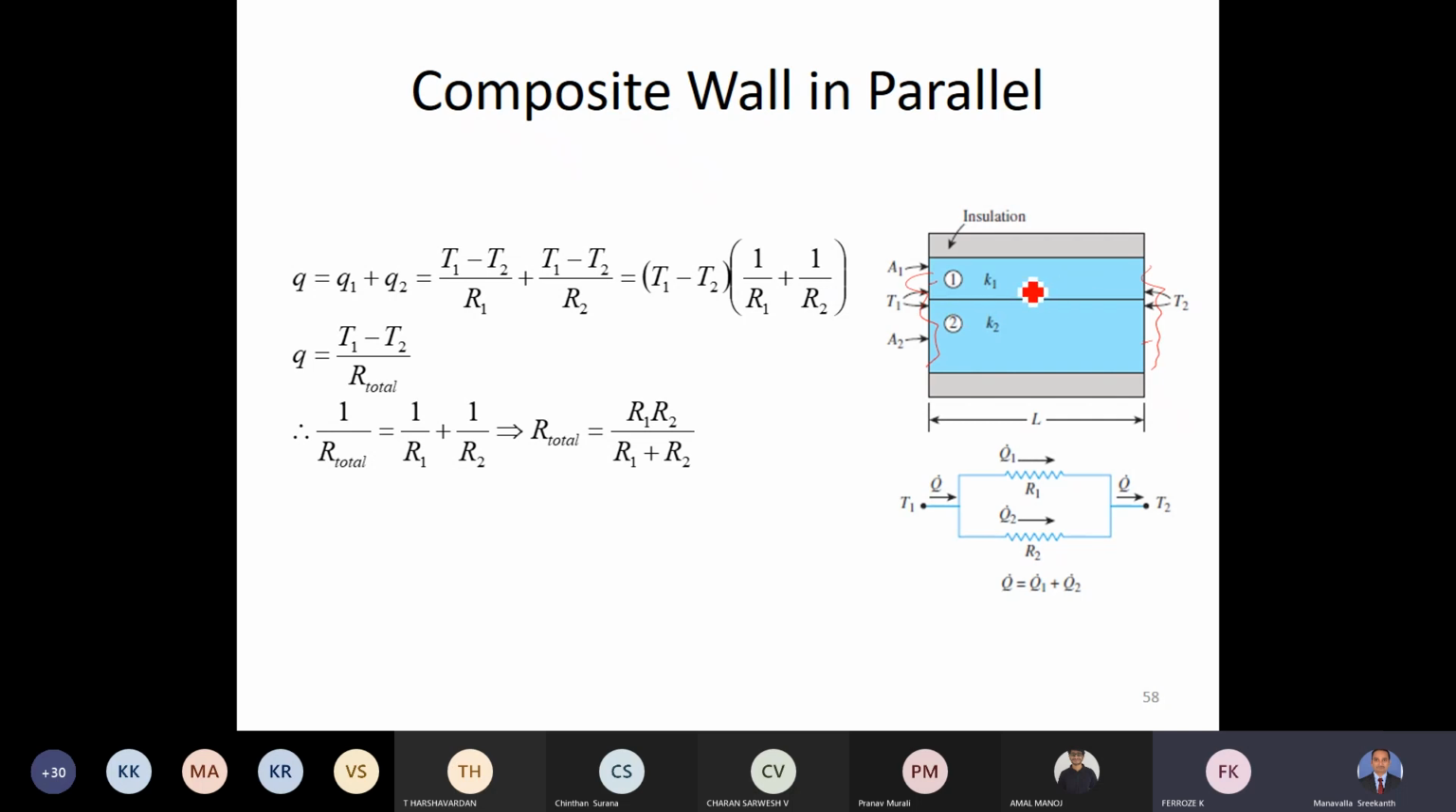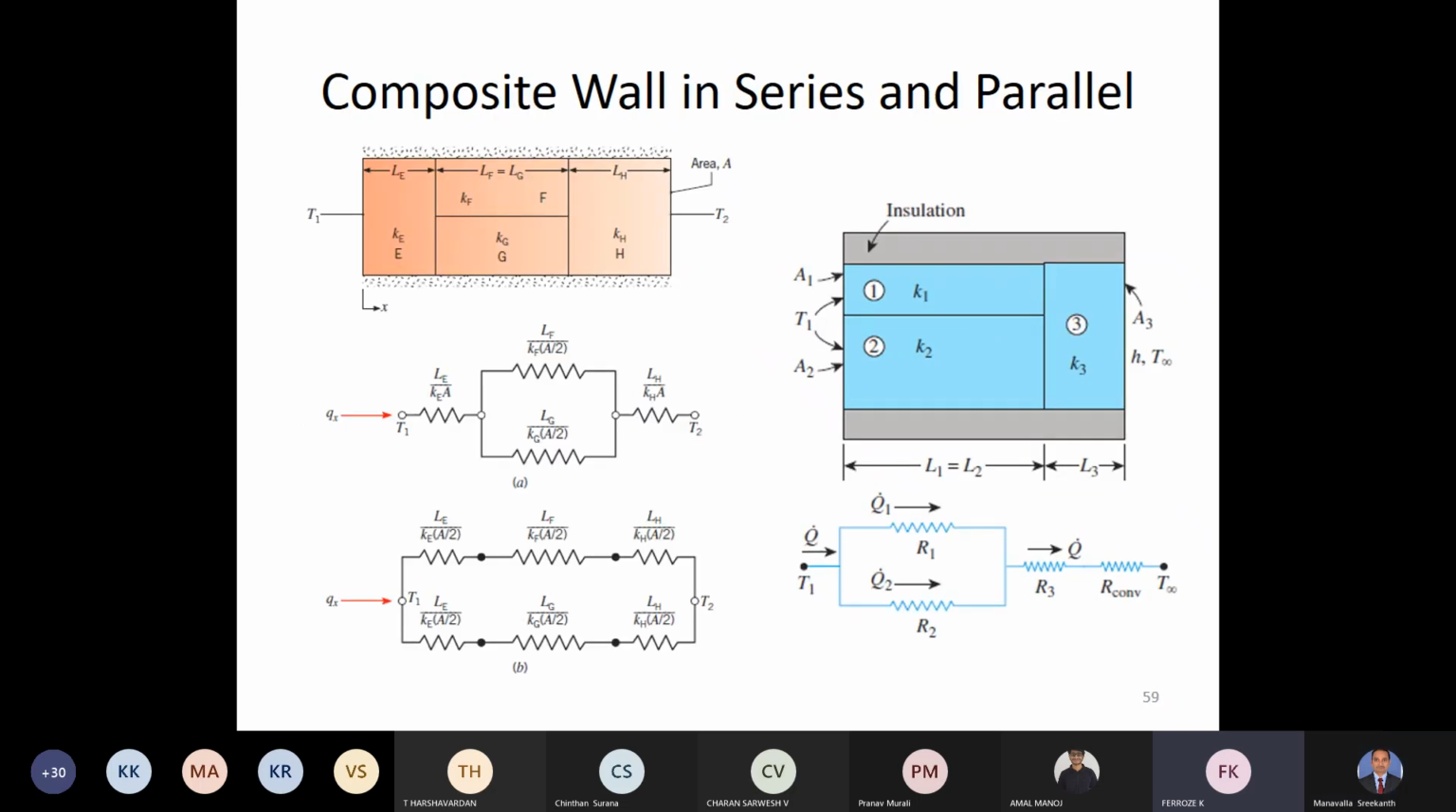But what happens here is because of the differences in the conductivities, the amount of heat passing through this slab will be different from the heat passing through this slab. So that must be taken care of. If we do that, the total resistance when two slabs are in parallel will be R1 R2 by R1 plus R2. So this again follows from the electrical network.